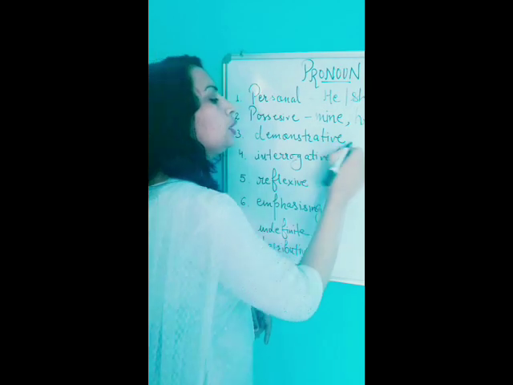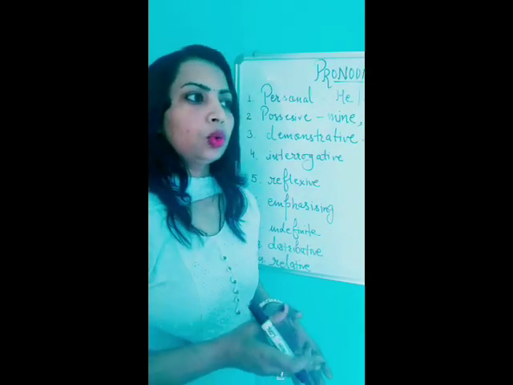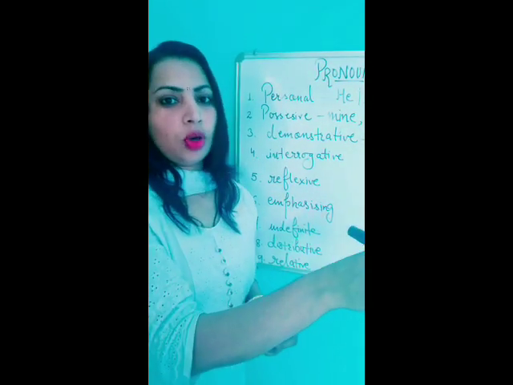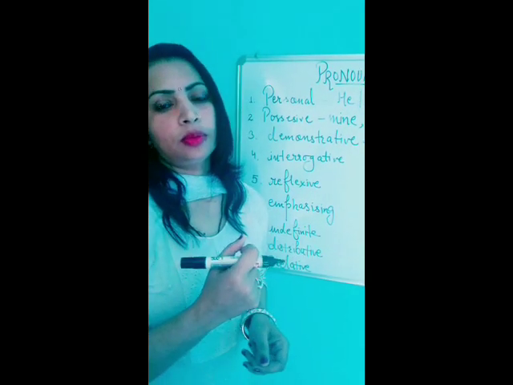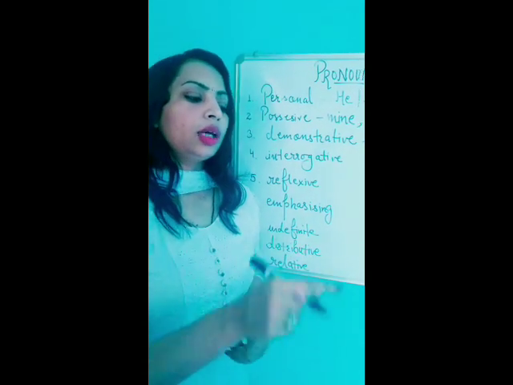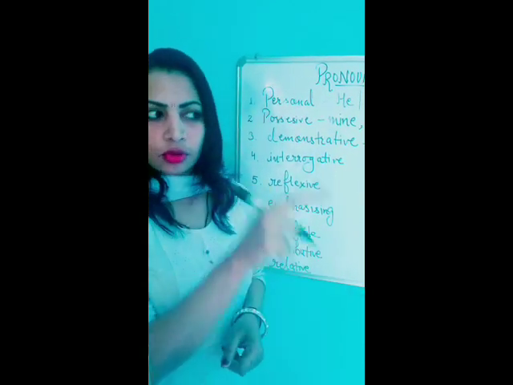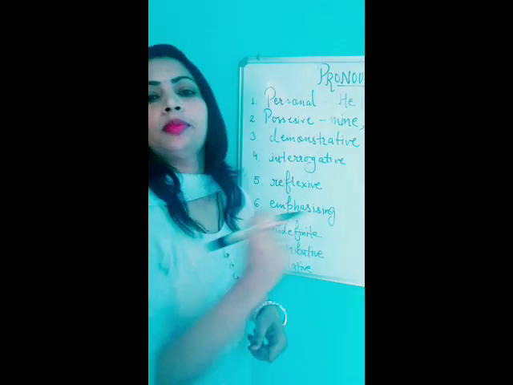Further, move to the demonstrative pronouns. Demonstrative pronouns are those pronouns when we demonstrate towards something, we are signaling towards something, and whatever words we use, those are demonstrative pronouns. How? Like, this is my book. This is a demo. I'm signaling, I'm demonstrating towards the book, and then I'm telling that this is my book.